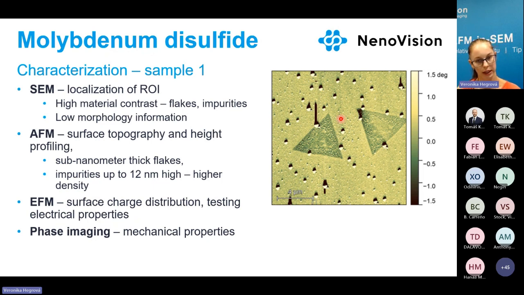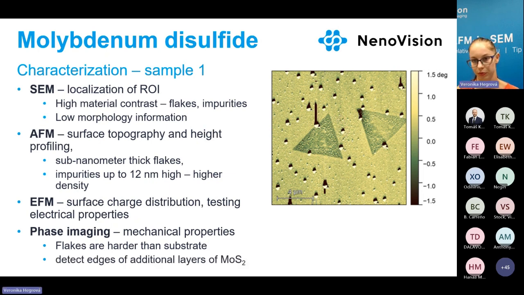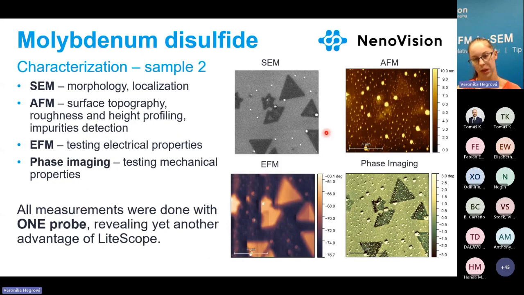And afterwards, we took all the data and compared it with the So what we see in the phase imaging is that the flakes are harder than the substrate, and we can also detect. I wanted to talk about it later, but it's already visible that something is happening over here. So we measured the second sample as well and compared these data together.